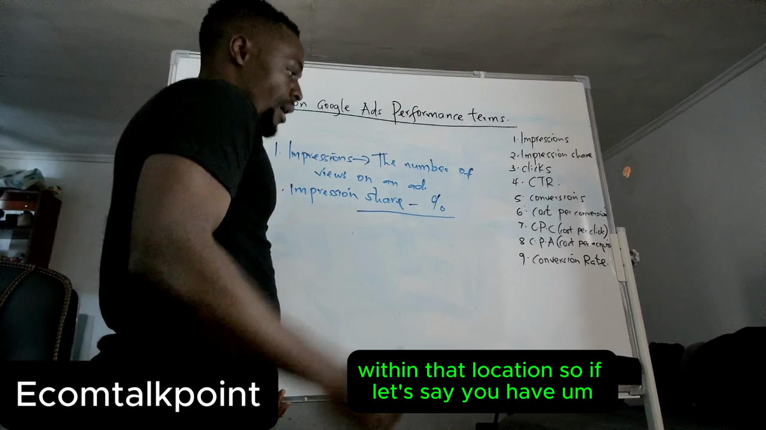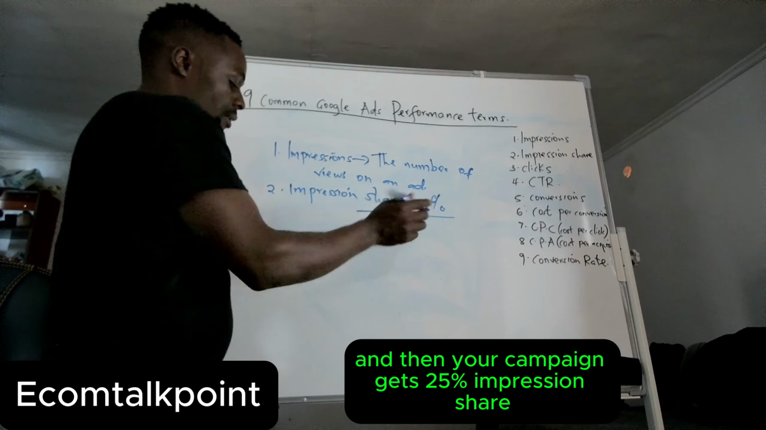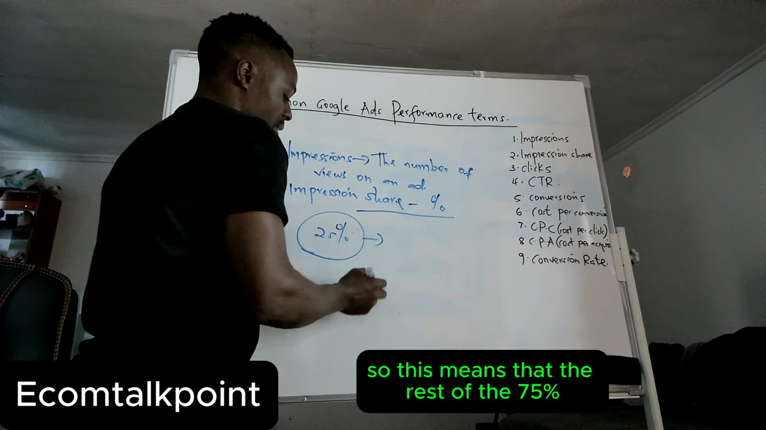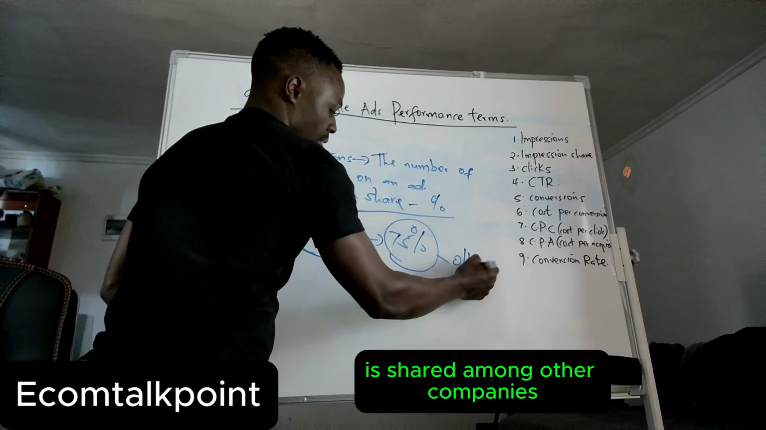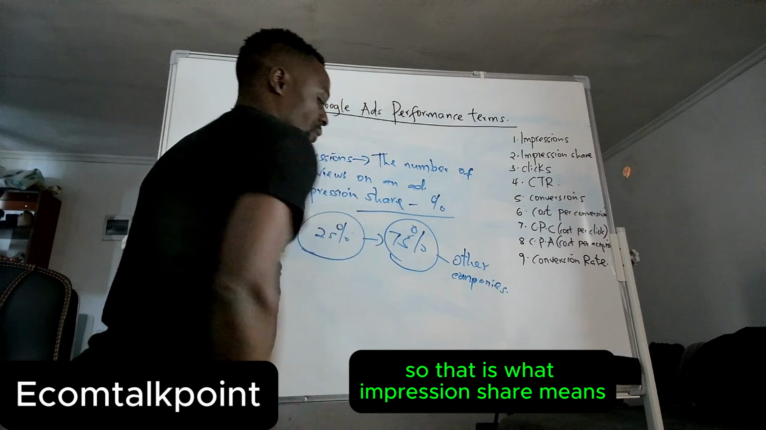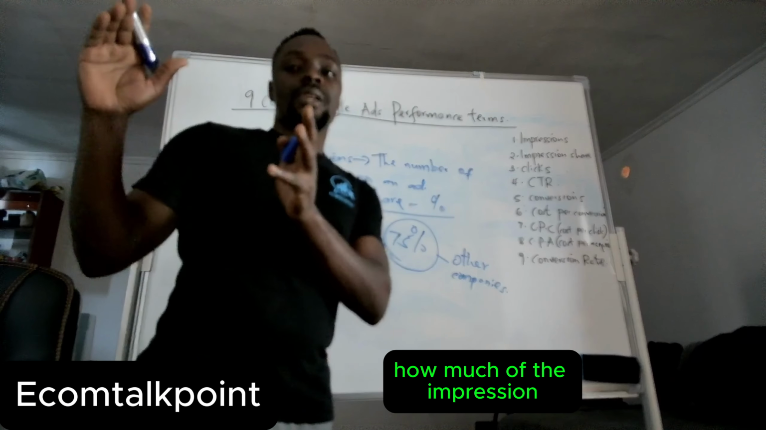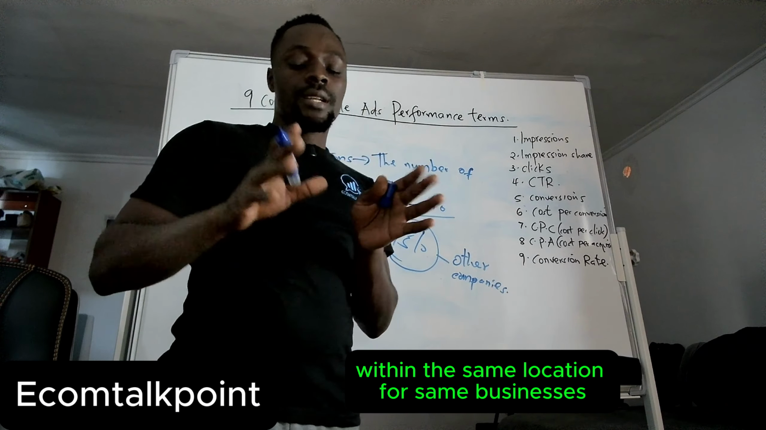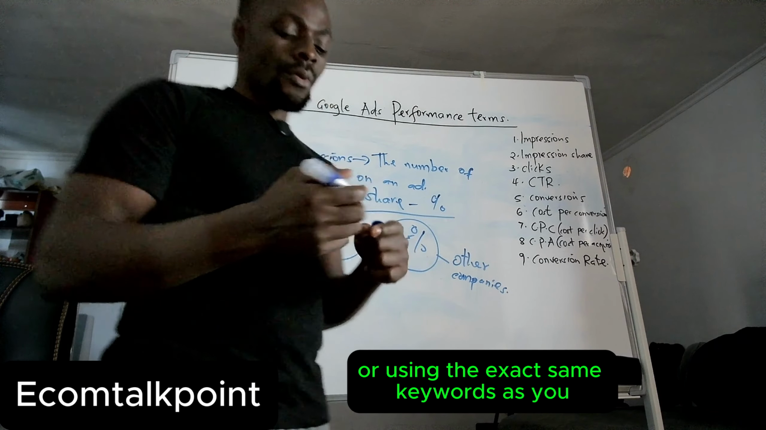So if, let's say, you have 5 different people marketing digital services, and then your campaign gets 25% impression share, this means that the rest of the 75% is shared among other companies that are advertising the same service. So that is what impression share means. It's basically how much of the impression you get from the total available impression within the same location for same businesses selling a similar service or using the exact same keywords as you.